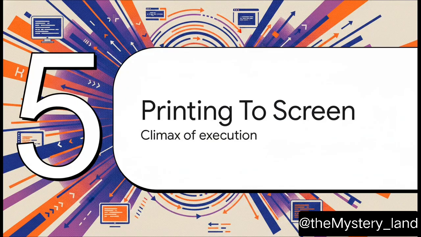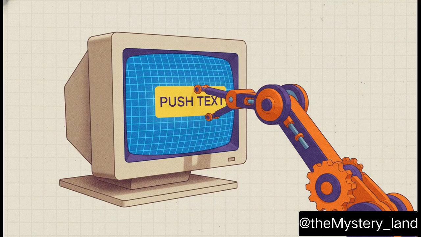Now for the payoff. Section 5, printing to the screen. We are finally at the climax of our code's execution. This is the exact moment the machine performs the action we've been building up to. Here's the payload. Console.WriteLine, open parentheses, quotes, Hello World, close quotes, semicolon.